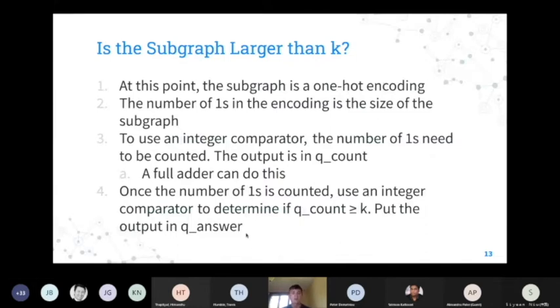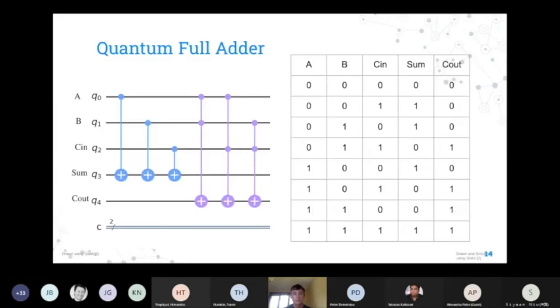The number of ones in this encoding is the size of the subgraph, and to use an integer comparator, the number of ones needs to be counted, and the output is in Q count. We can use a full adder to do this. Once the number of ones is counted, we can use an integer comparator to determine if Q count is greater than or equal to K. Then we put the output in Q answer.